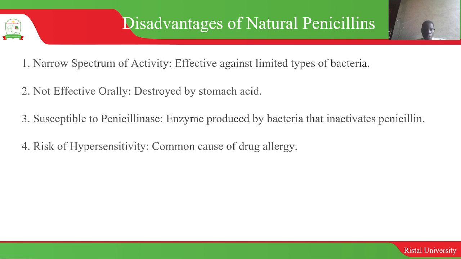Disadvantages of the natural penicillins: we have the narrow spectrum of activity, especially being effective against limited types of bacteria. And they are not effective orally. Most of them are destroyed by stomach acid. It's only penicillin V. They are susceptible to penicillinase enzymes, and this enzyme produced by bacteria inactivates penicillin. Also, we talked about the risk of hypersensitivity. It's a common cause of drug allergy.